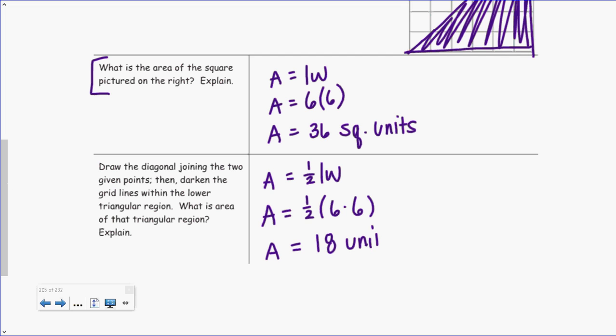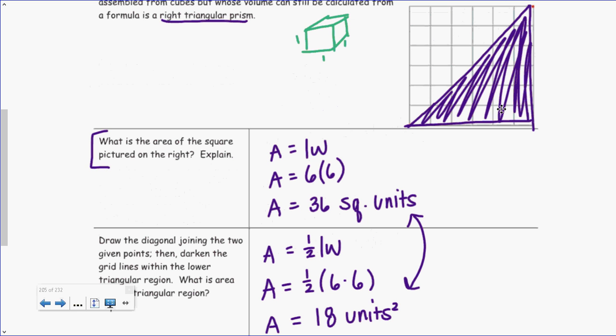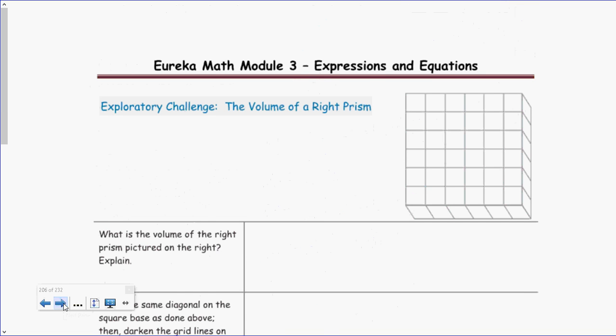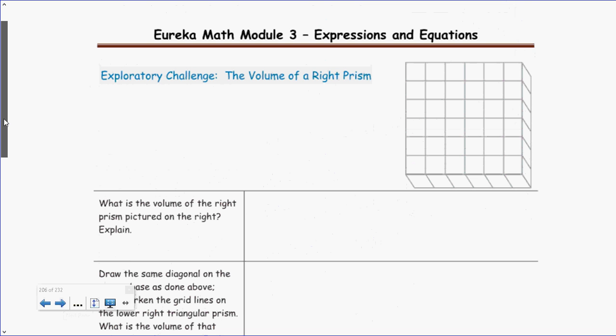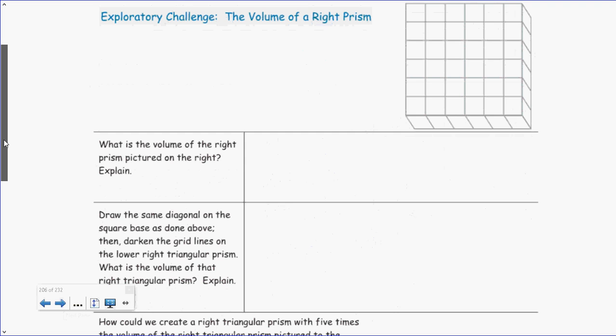You can also write units squared like this. So those mean the same thing, square units, units squared. If they don't tell us it's inches or feet, you still want to put a label on it because that's different than perimeter. Okay, now that we have talked about the relationship between the area of a square or rectangle and the area of a triangle, we're now going to talk about that same relationship using volume. So right now we're going to figure out the volume of the right prism pictured here.